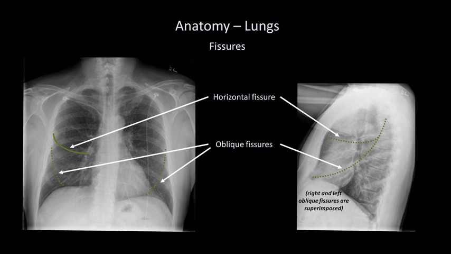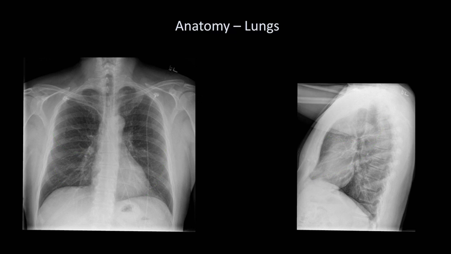As you can probably guess, if you didn't already know it, the fact that there are two fissures on the patient's right means that the right lung is divided into 3 lobes, while the one fissure on the left divides the left lung into 2 lobes. Here's the location of the right upper lobe, and the right middle lobe, and finally, the right lower lobe.